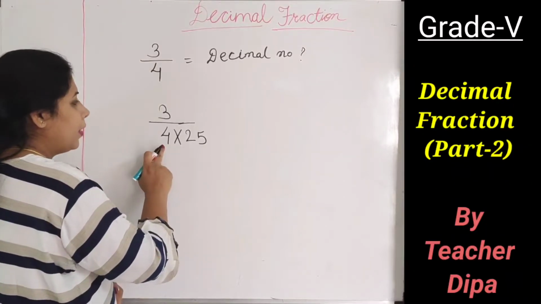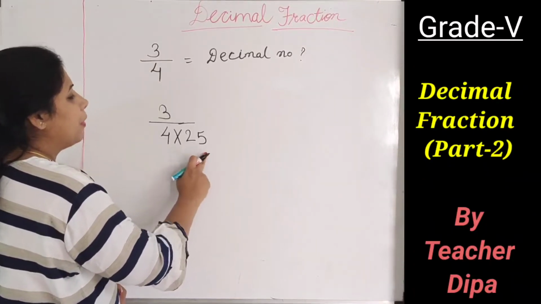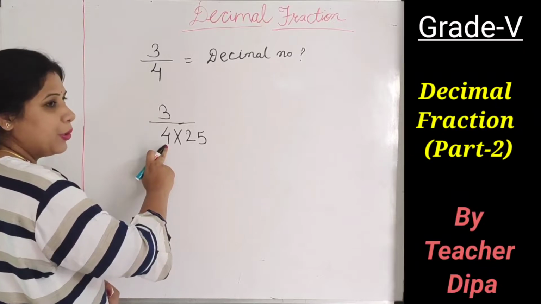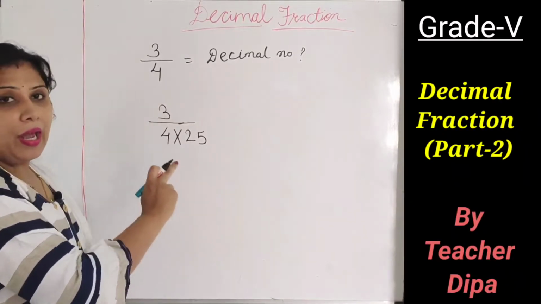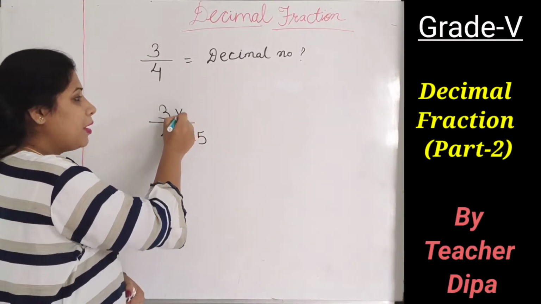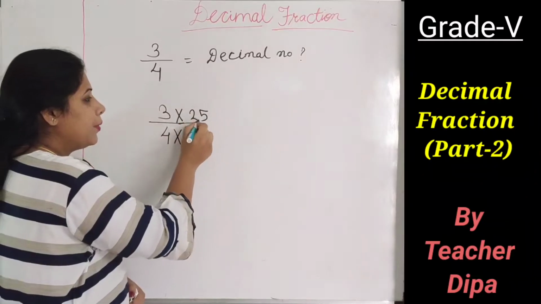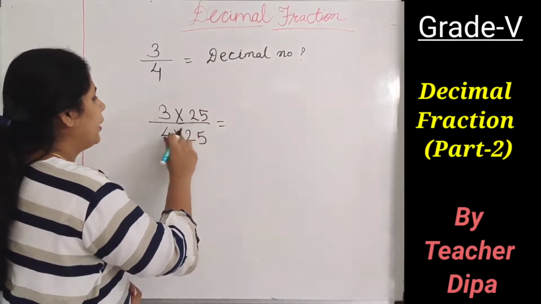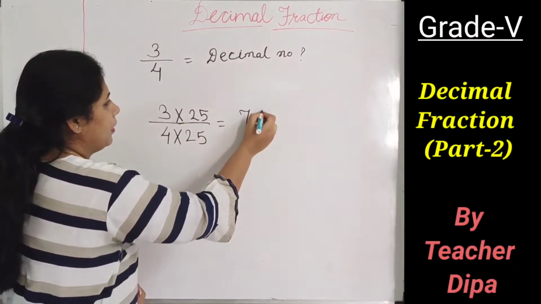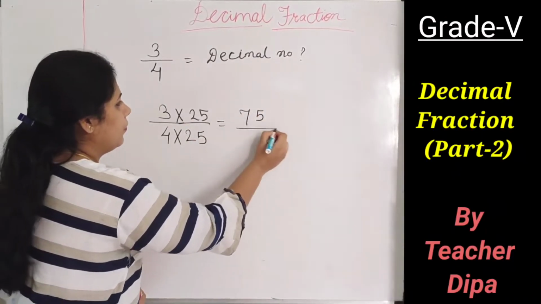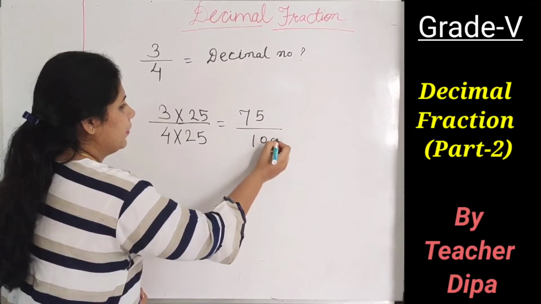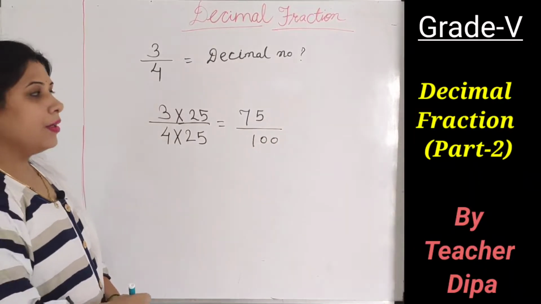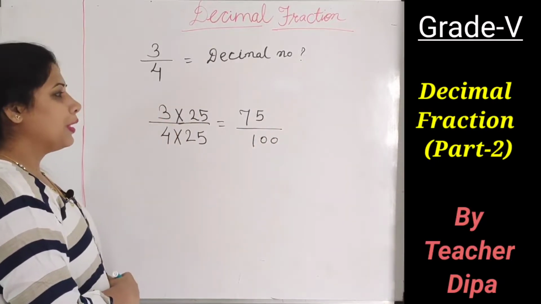Similarly, when we multiply the denominator by a number, there is a rule in fractions. We have to multiply the numerator by the same number also. So here it will become 75 upon 100.